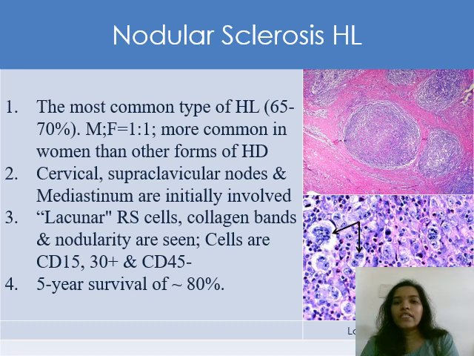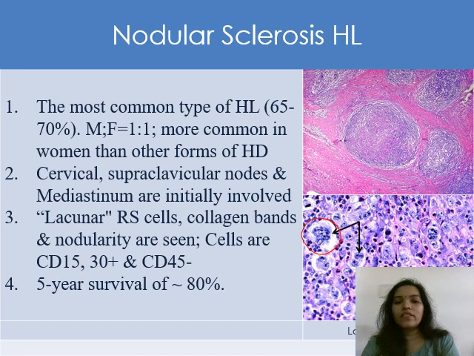Coming to the nodular sclerosis type. This is the most common type seen worldwide, with the male to female ratio being the same, and it is more common in women than the other forms. Cervical and supraclavicular nodes as well as the mediastinum are initially involved. So it mainly involves the central or axial group of lymph nodes, and we find the predominant cells called lacunar cells. Lacunar cells, we have seen, sit within an empty space.